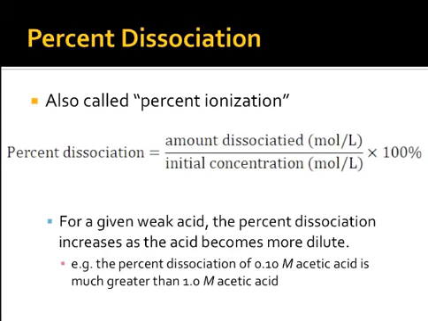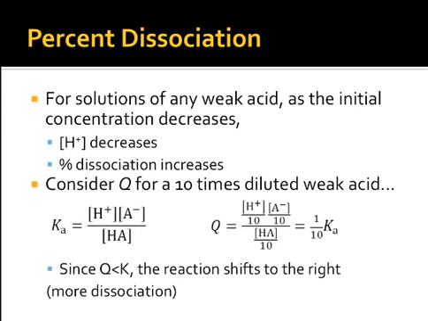This does seem counterintuitive, but let's examine this scenario a little further. For any weak acid solution, as the initial concentration of acid molecules decreases, the concentration of hydrogen ions produced also decreases, but the percent dissociation increases. Consider the reaction quotient for an acid that has reached equilibrium and then has been diluted tenfold. The concentrations at equilibrium would yield this reaction quotient, which is 1/10 of the Ka. Since Q is less than K, this reaction shifts to the right, producing more dissociation, and therefore increasing the percent dissociation for this weak acid.